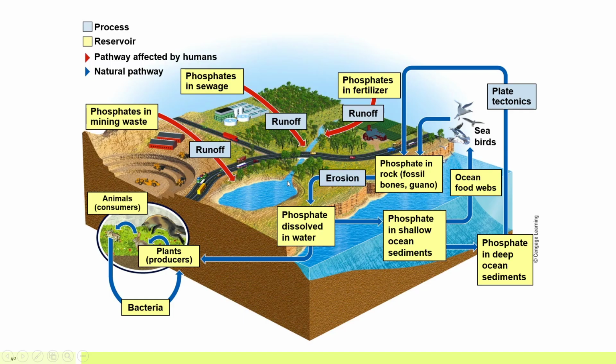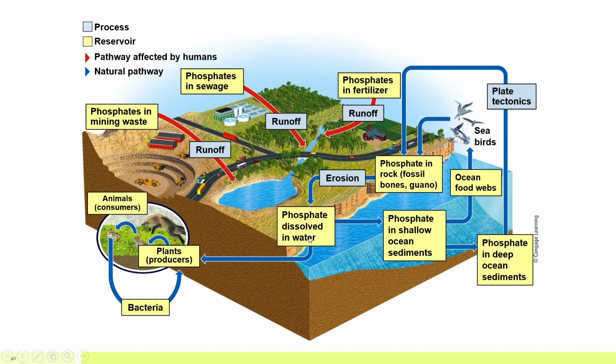The natural process, we will start here. We'll look at phosphate in deep ocean sediments. So way down in the ocean sediments, plate tectonics will bring that phosphorus back out, and then it can be in rock. So this could be fossil, bones, or guano. Erosion is what actually breaks that phosphate down and allows it to dissolve in the water.